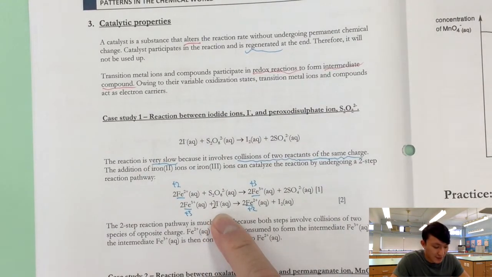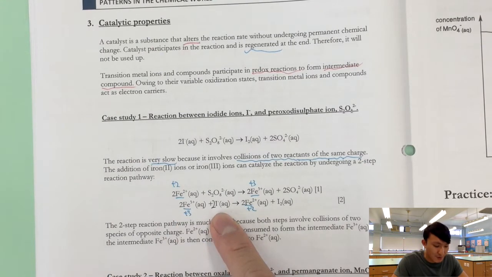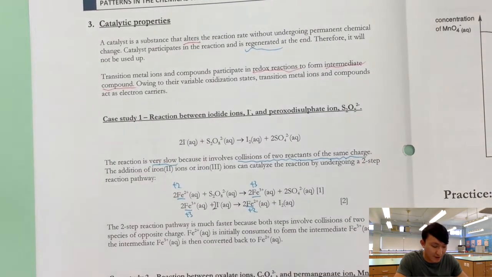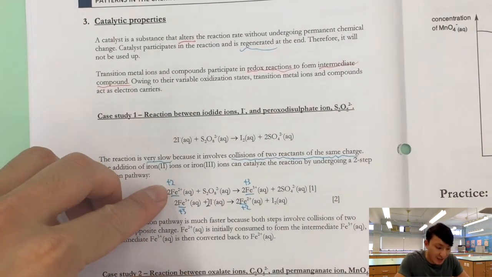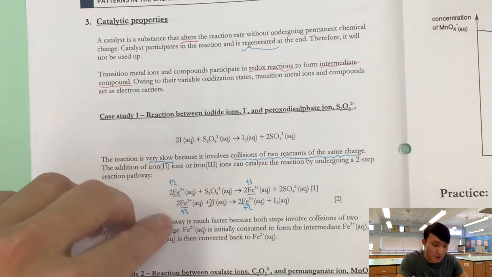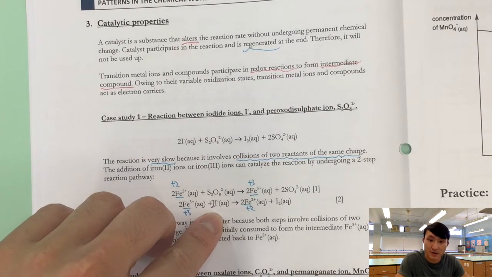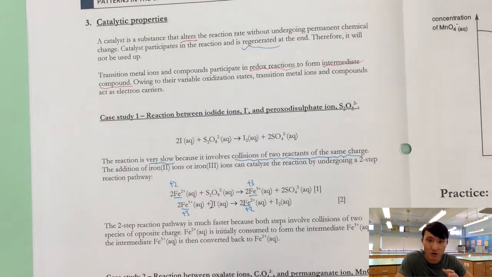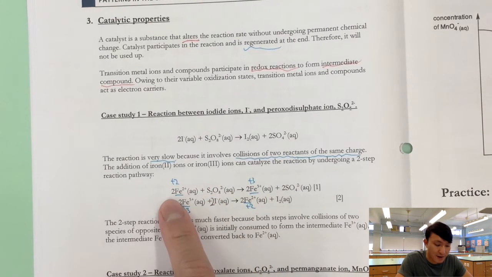Now, during this process, it has accepted an electron from I-. Okay? So overall, what it does is, in the first step, Fe2+ donates an electron to S2O8 2-. And after that, Fe3+ will collect the electron back from I-. So this Fe2+ is acting like an electron carrier. Instead of I- directly transferring an electron to S2O8 2-, Fe2+ does the job for I-.